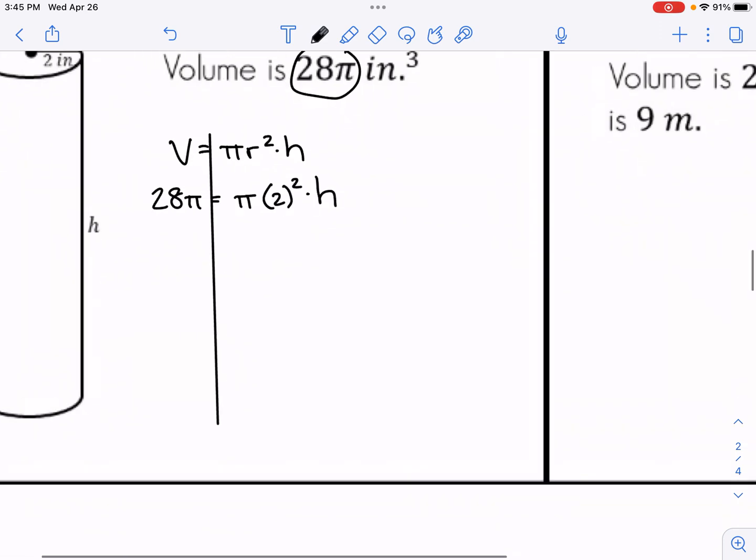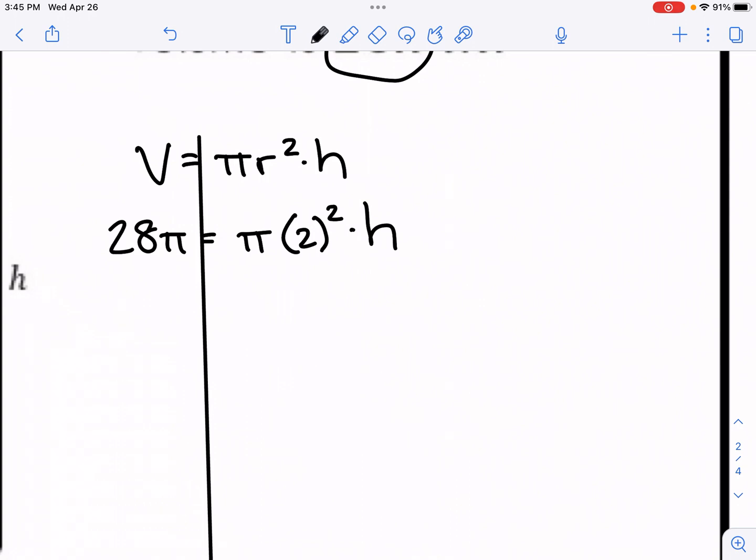So when you're given something like this, let's simplify each side. The left side, 28 pi, can't be simplified, but the right side can. 2 squared is 4. So let's rewrite this. Typically, you put your coefficient in front, so 4 pi, and I'll put times h. You could put a dot here too.